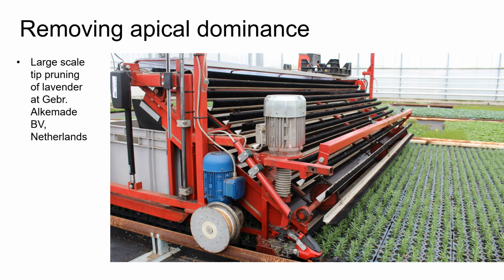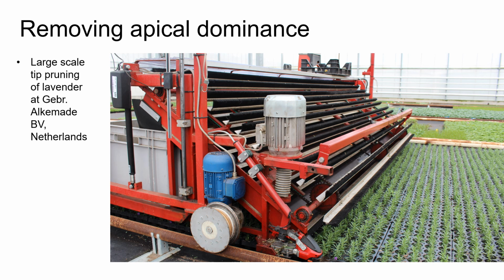Large nurseries usually have machines that do the pruning, and these vary in size from ones that can do just one plug tray at a time to ones like this machine in the photo, which can do hundreds of trays in just a few minutes. This photo was taken at the Alkemade nursery in the Netherlands, where they specialize in the production of young plant material for sale to wholesale nurseries across Europe. They produce around 18 million cuttings a year.